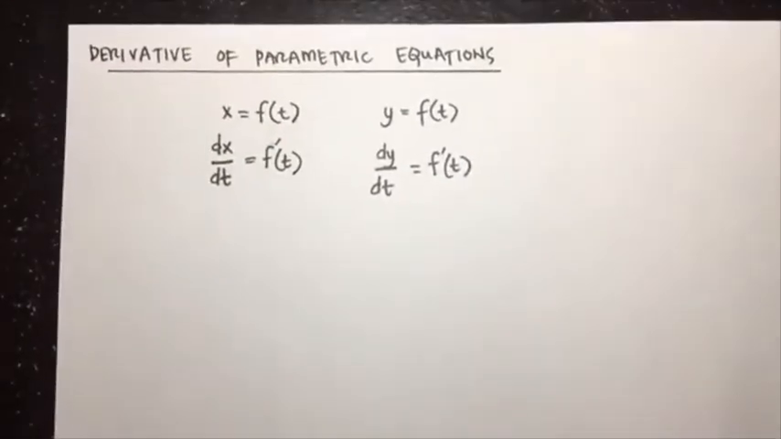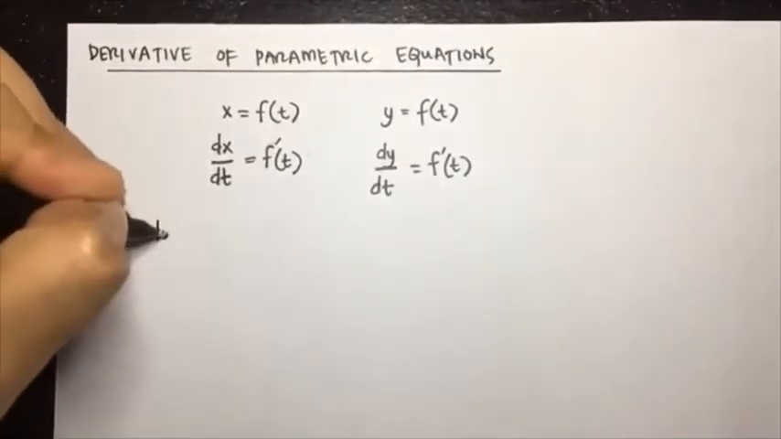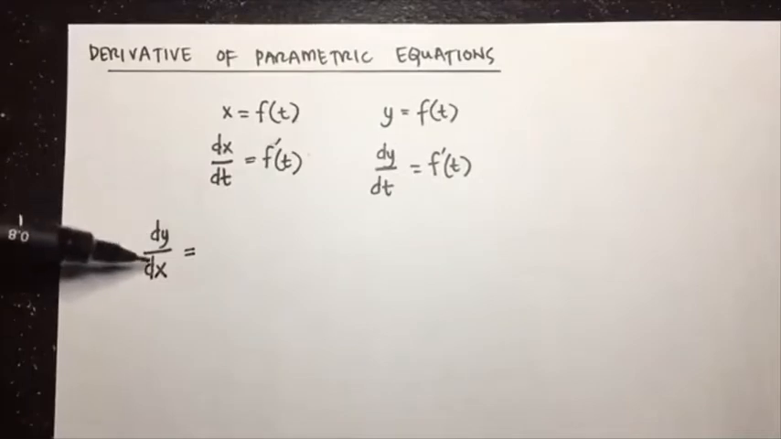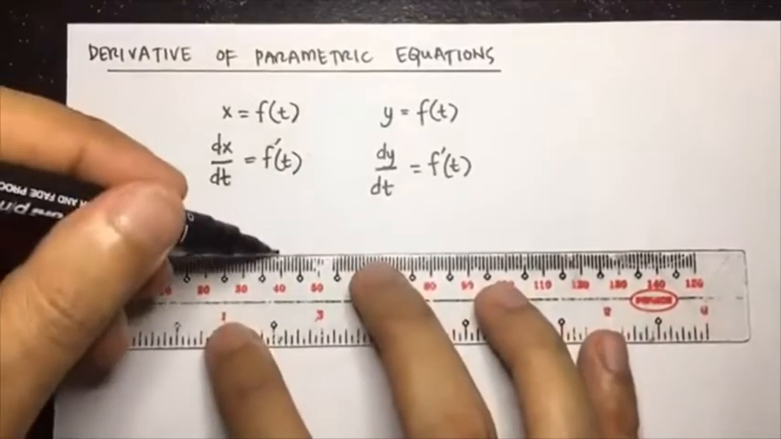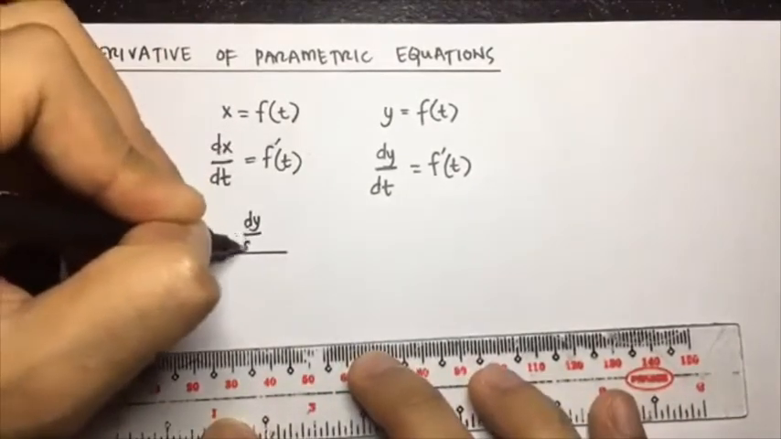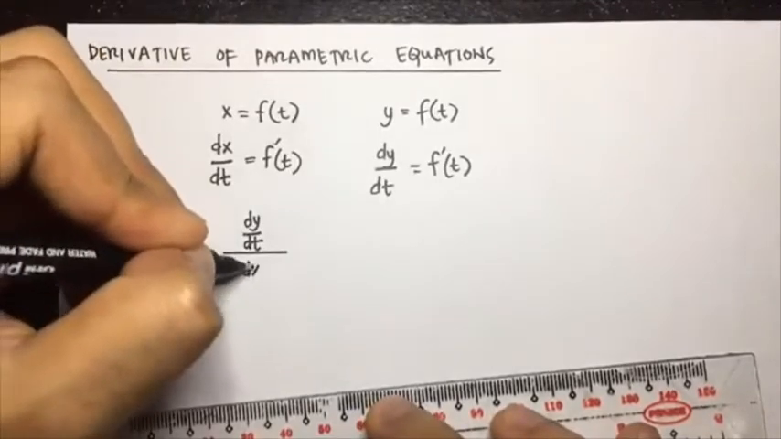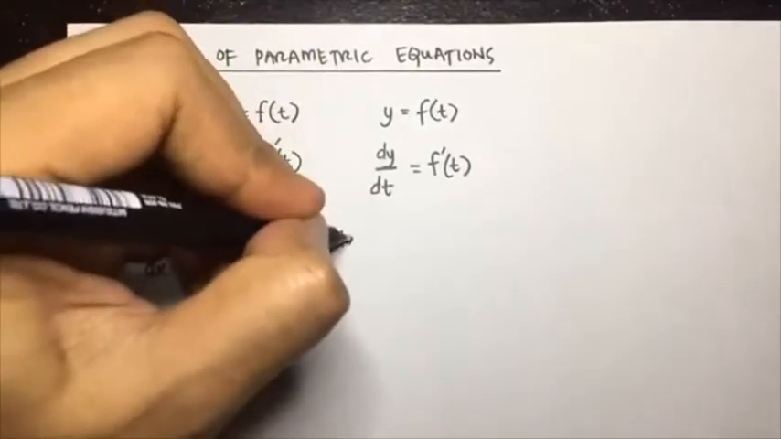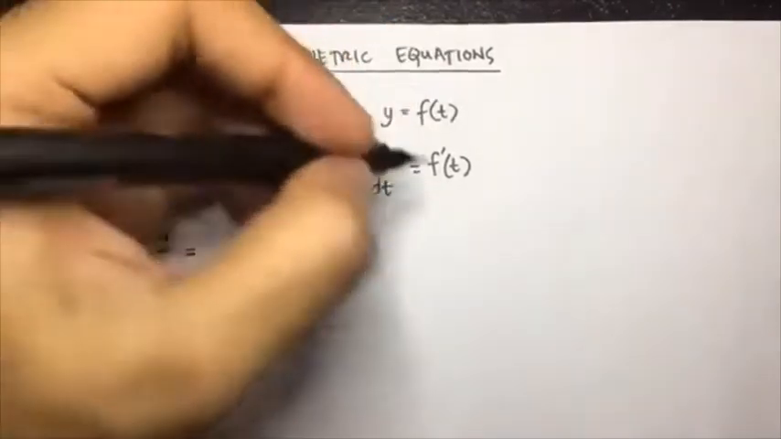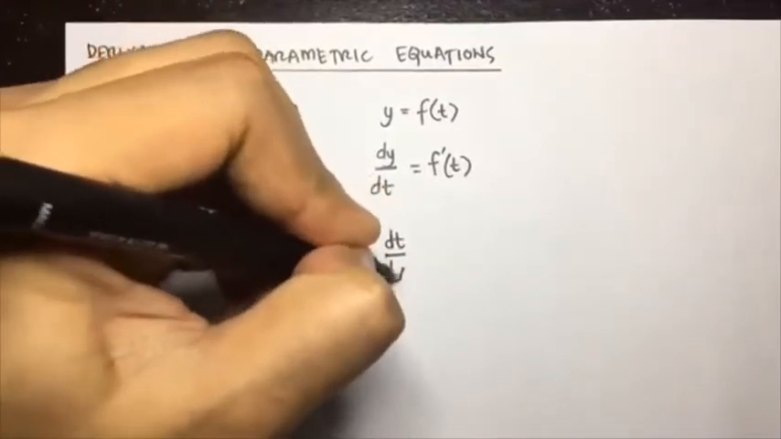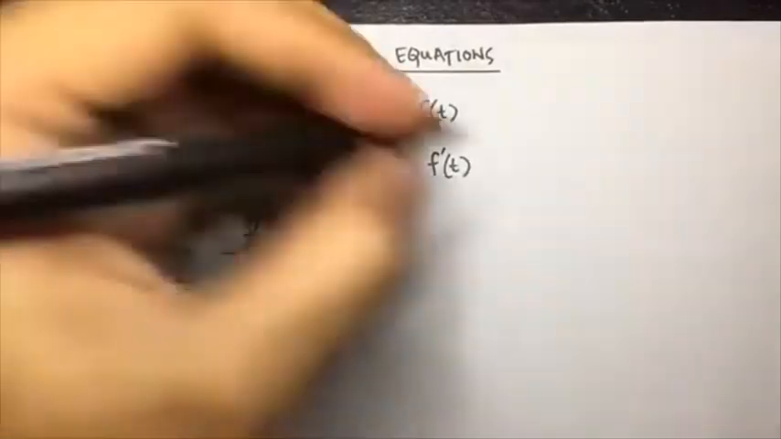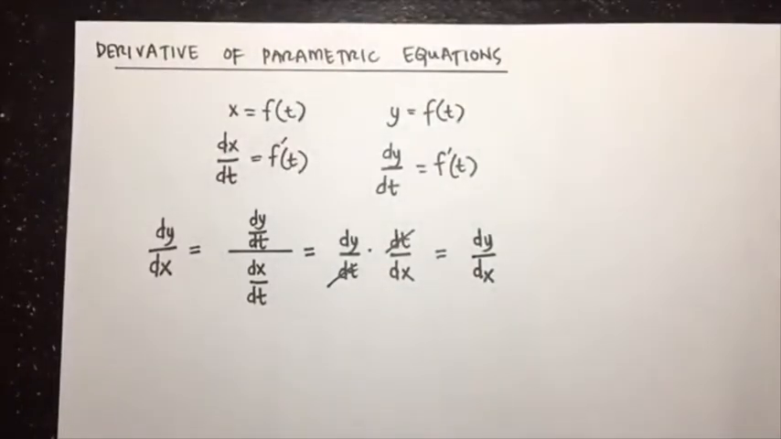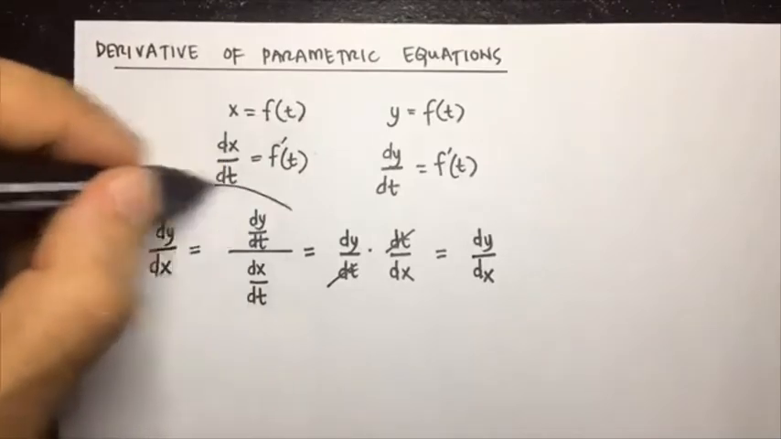When we are asked to solve for the derivative of y with respect to x, what we use is the chain rule. To solve for the derivative of y with respect to x, all we need to do is divide the derivative of y with respect to t by the derivative of x with respect to t. From the division of fractions, this becomes dy over dt multiplied by the reciprocal of the denominator, dt over dx. The dt cancels out, and we have dy over dx. So basically, all you need to remember for the first derivative is this one.